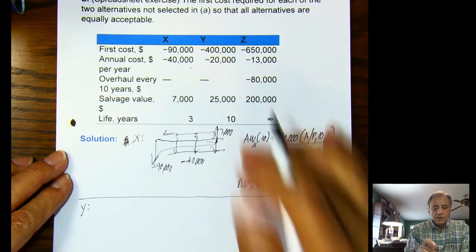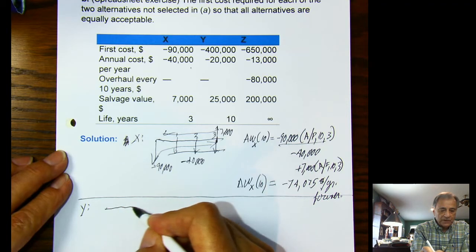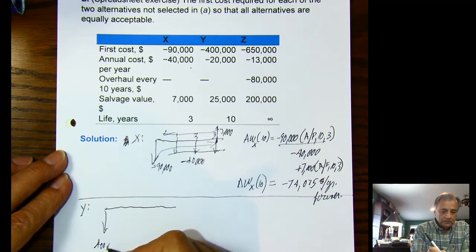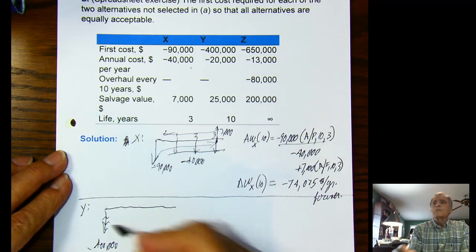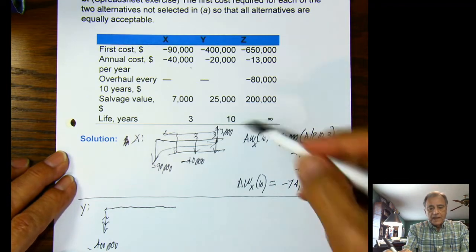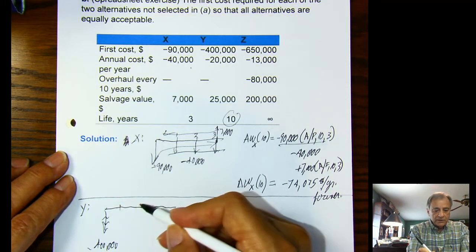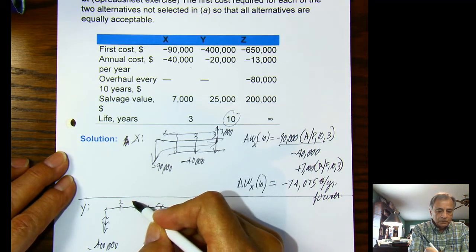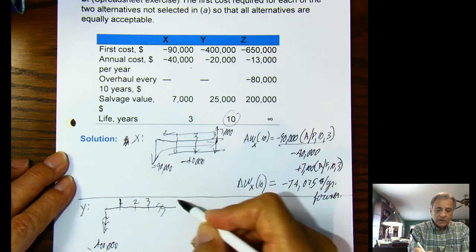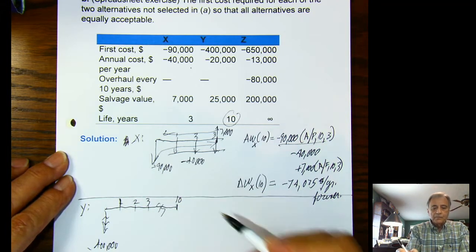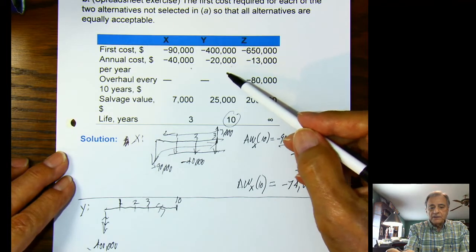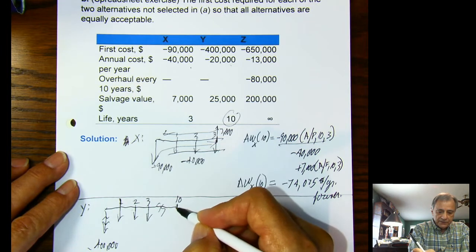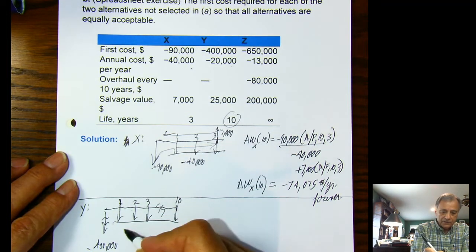The initial cost of Y is 400,000. And that lasts for 10 years, so I'll have 1, 2, 3, and so on, up to 10. And then we have 20,000 a year annual costs, so that occurs every year for the 10 years. So that is a uniform series.